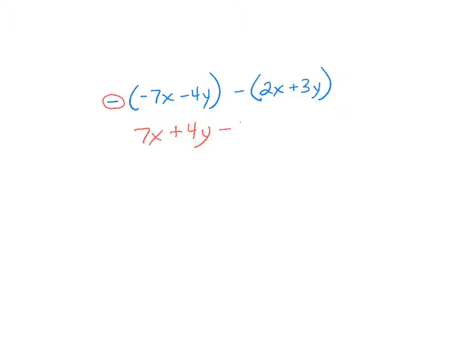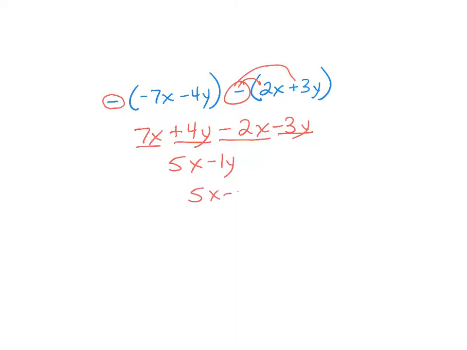I'm going to continue, subtract 2x, and then subtract 3y, and then I'm going to combine what I have. I have a 7x subtract 2x, which gives me a 5x. I have a 4y minus 3y, which gives me minus 1y. Of course, you would see that in the book just as 5x subtract y.